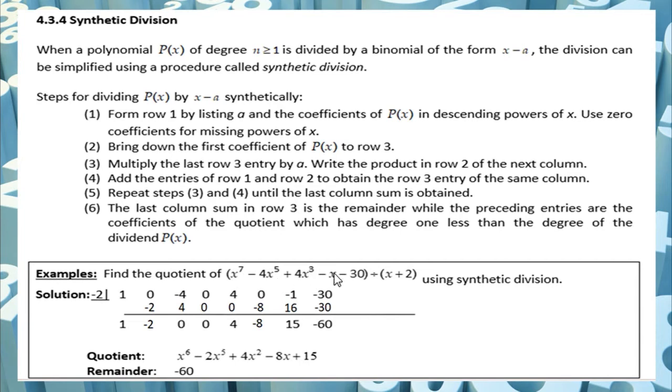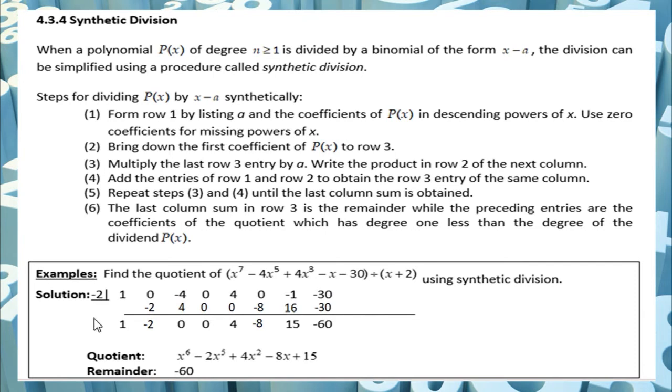And then our dividend is already arranged in order. We will list its numerical coefficients. So first, starting here, the numerical coefficient of x to the power of 7 is 1. We don't have x to the power of 6, so we put 0. Then, for x to the power of 5, the numerical coefficient is negative 4. We don't have x to the power of 4, so we replace it with 0. The cube has a numerical coefficient of 4. We don't have a square, so 0. So, we have negative 1 for x, and then we have negative 30.